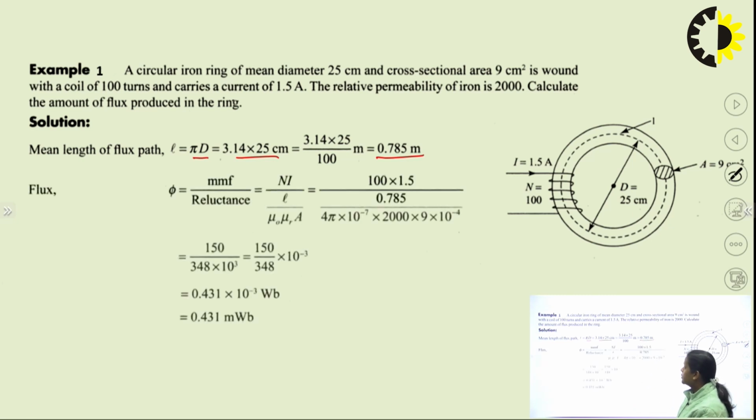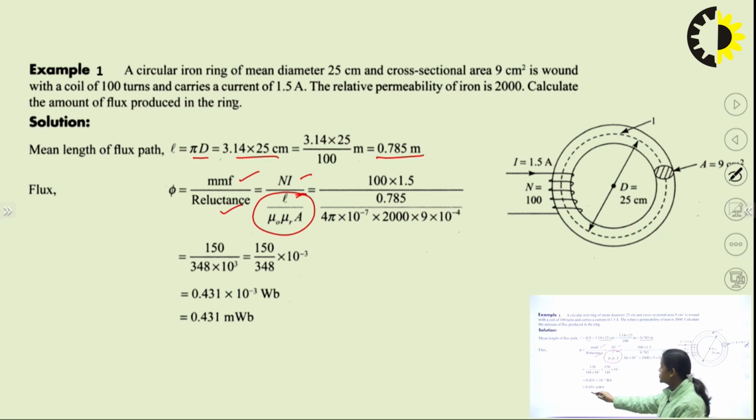Then we will calculate the flux. We know this relation: flux is MMF by reluctance. We know MMF is N into I, and reluctance is L upon mu naught mu R A. Putting all these values, you will get 0.431 milliweber. So this is the value for the flux.